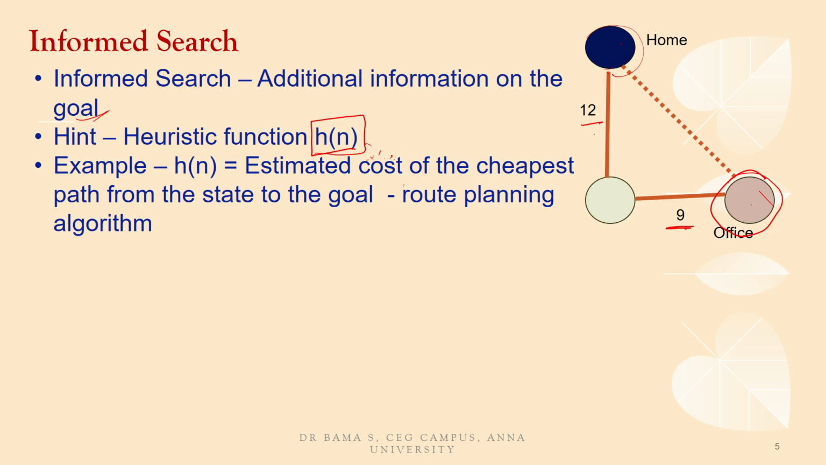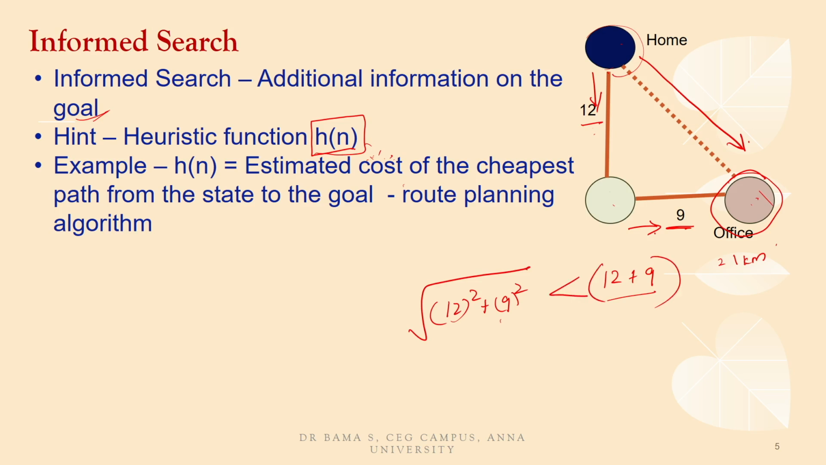Suppose you are taking a path from here and here, it is going to be 12 plus 9. So, it would be 21 kilometers from home to office. Instead, if you take the distance straight here, then it is going to be the root of 12 squared plus 9 squared. It is always less than 12 plus 9.